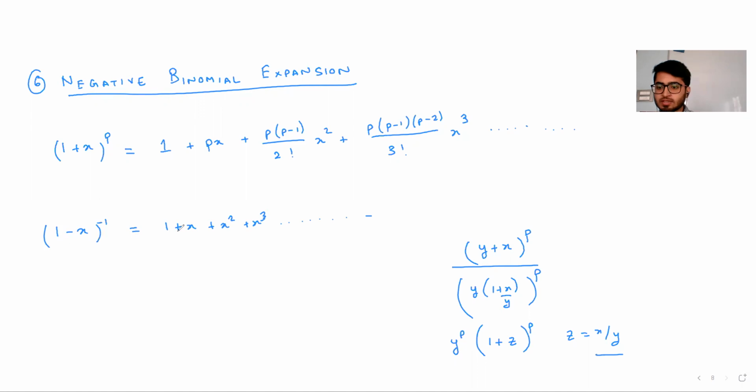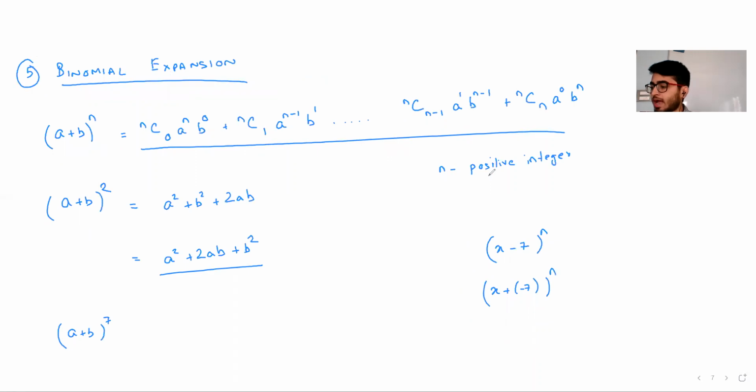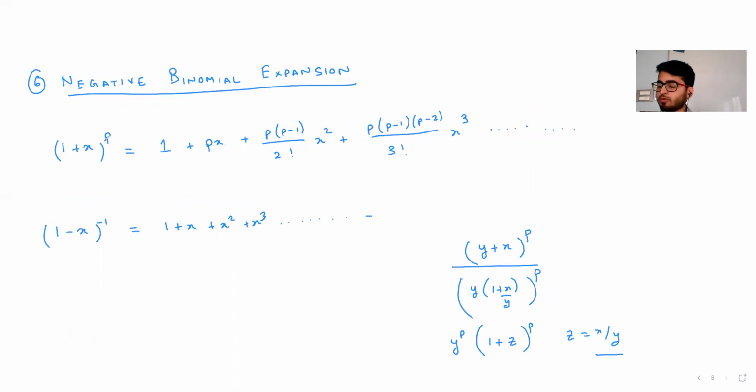One of you is asking what is the difference with the (a plus b) whole to the power n formula? Here p could be a non-integer. It could be a negative integer. It could be a fraction. There, n had to be a positive integer. So that result will not hold if n is not a positive integer, whereas this result will hold for any value of p.